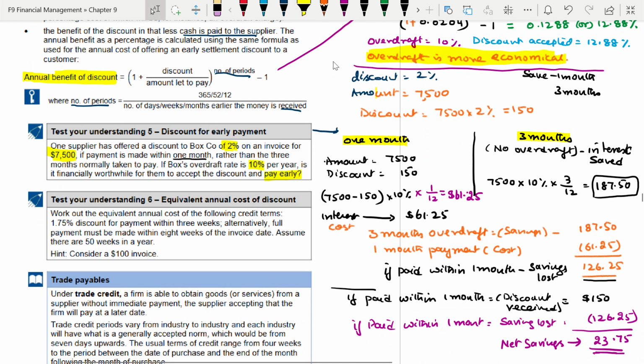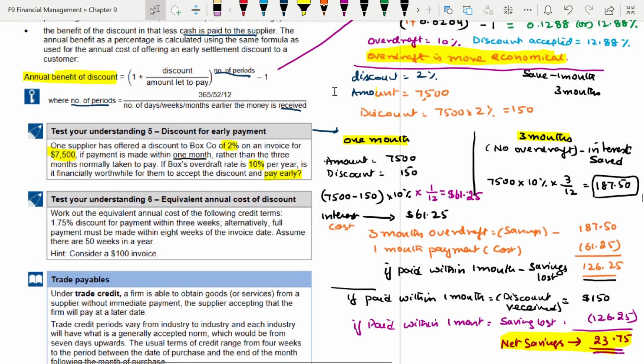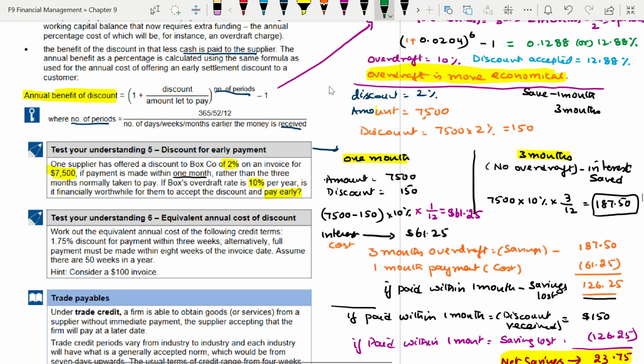If you take the other aspect, if you pay within 1 month, the savings is going to be 23.4. They will ask us very clearly, either in terms of percentage or in terms of amount. If they say percentage, we have to take the formula for annual benefit of discount. If they say amount, we take the second. Very clearly, no confusion.